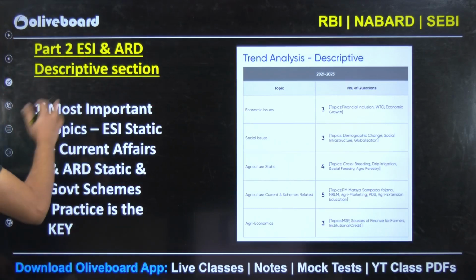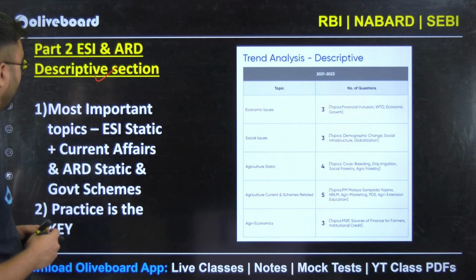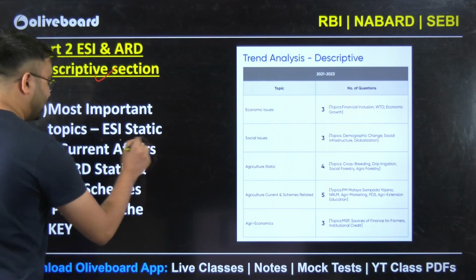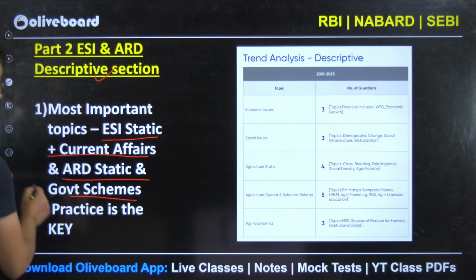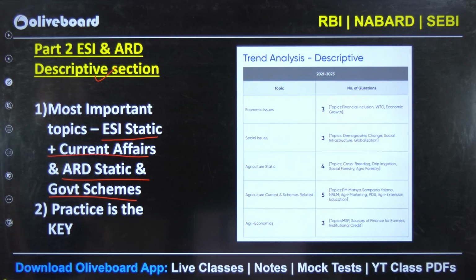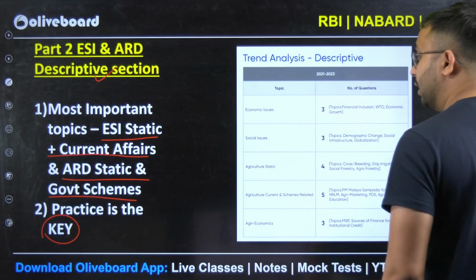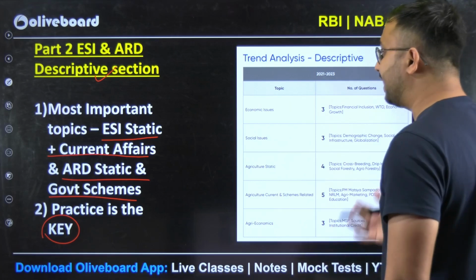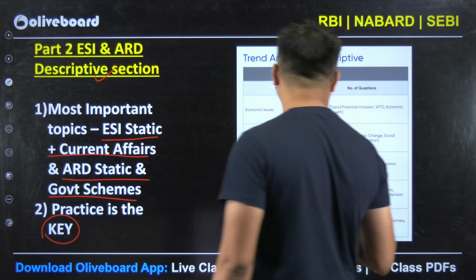Next part is ESI and ARD, but the descriptive section, that is part 2. When we are talking about the descriptive section, again we have to identify what the important topics are. ESI static as well as current affairs is important. ARD static as well as agriculture government schemes is important. In the descriptive part, practice becomes very, very important. It's the main key to crack and score more in descriptive. As it is a scoring section, you have to practice daily. Your answer writing should be really very good compared to the rest of the candidates.